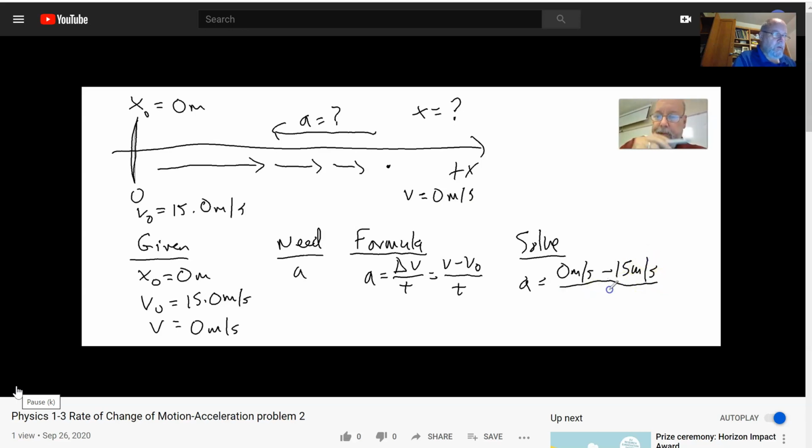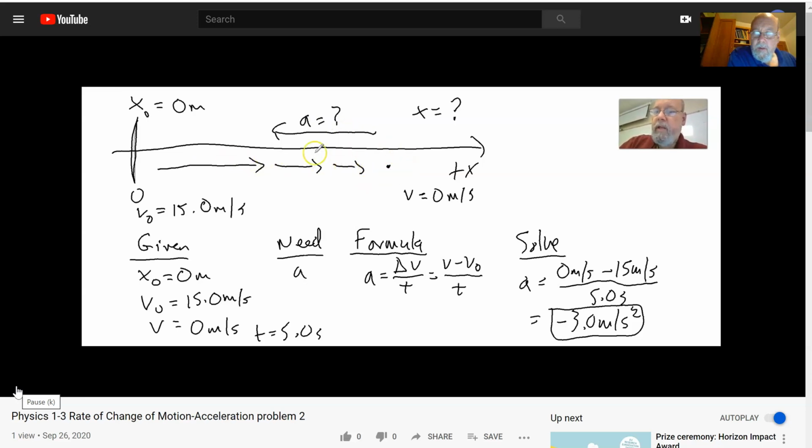And this is going to be over how many seconds? It was 5.0 seconds. And again, I forgot to put that in my given list. Shame on me. Okay, and so if I do this, my acceleration equals negative 3.0 meters per second squared. And we'll talk about the units here in a minute too. So 15 divided by 5 is 3, but I'm in the negative direction, so I get a negative 3 meters per second squared. And that's going to cause the car, which is going in the positive direction, to decelerate.